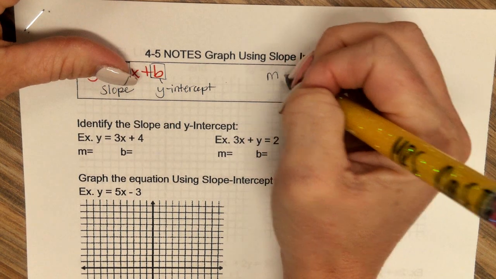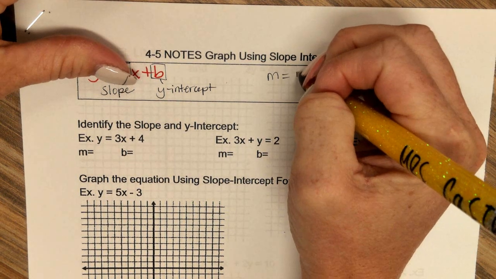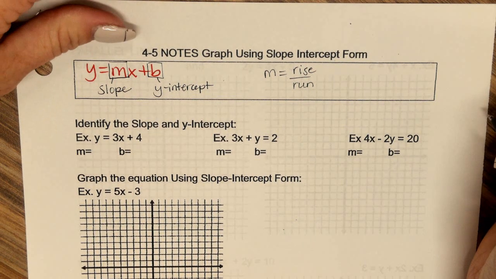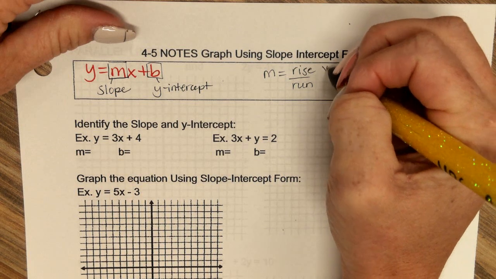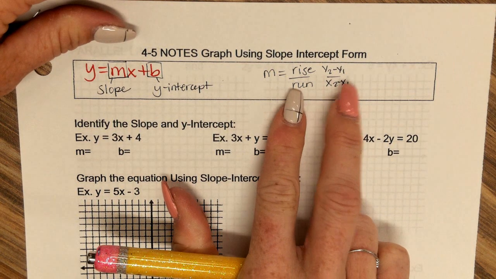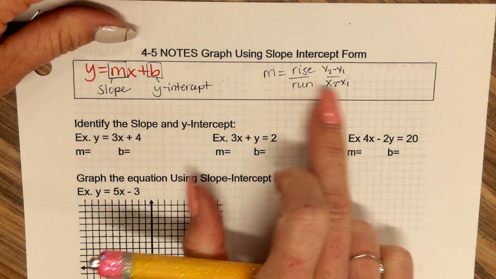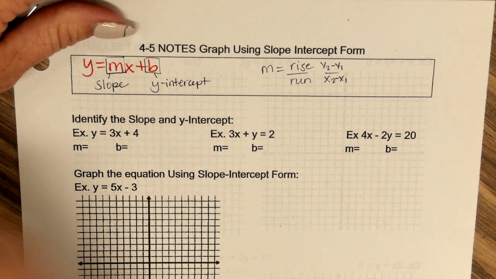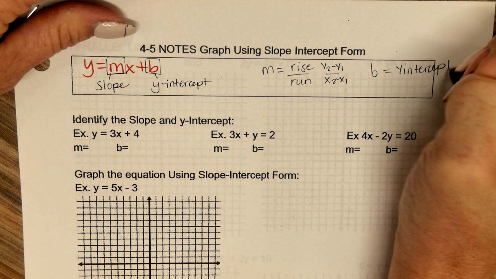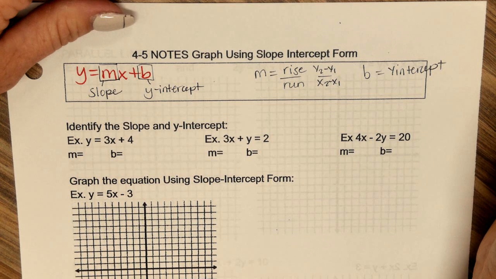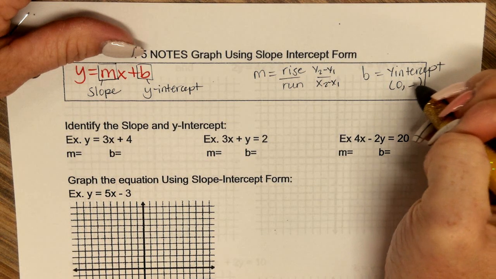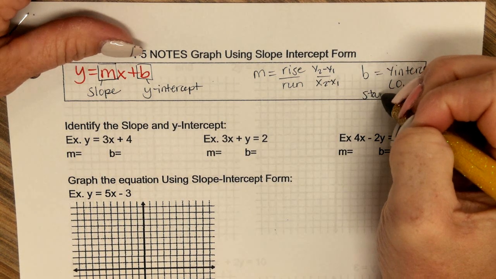To find the m, you can use the slope formula or rise over run, which is the same thing as the slope formula, y2 minus y1 over x2 minus x1. So these are the same formula. The rise is the change in y, the run is the change in x, yes? And the b is the y-intercept, which will always be found on the y-axis. It will always have an x value of 0, and then the y value is the y-intercept. This is also known as the starting point.